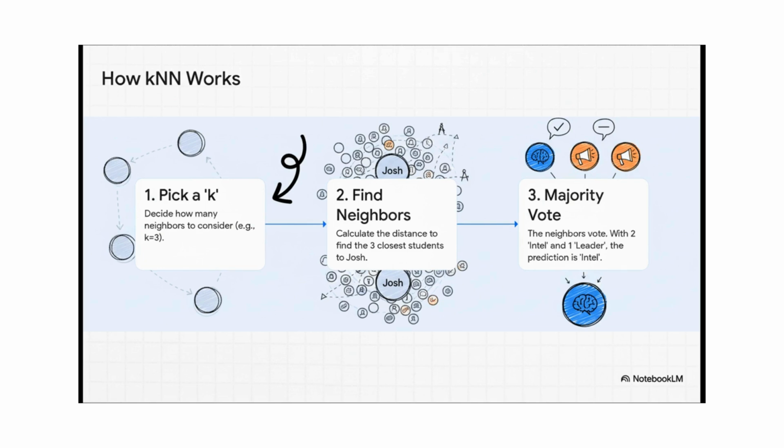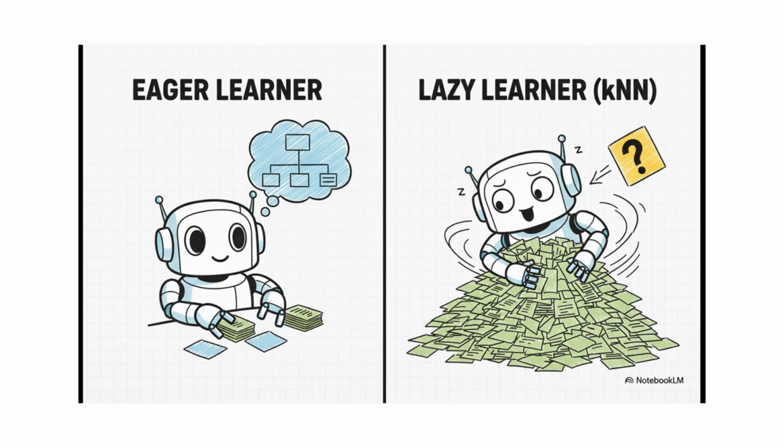And third, those 3 neighbors get to hold a vote. In this case, 2 of his closest neighbors are intels and 1 is a leader. With a 2-to-1 majority, well, the intels have it. KNN predicts that Josh is an intel. Simple, right? What's really interesting about KNN is that it's called a lazy learner.